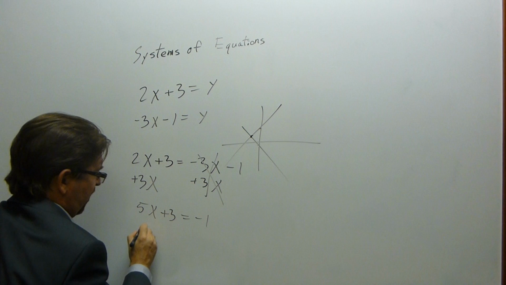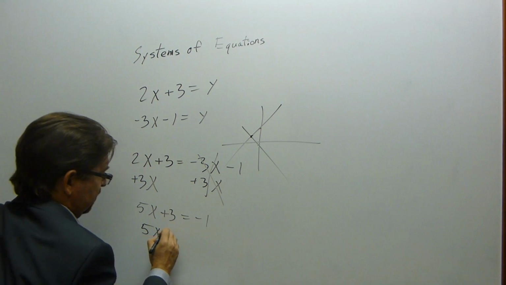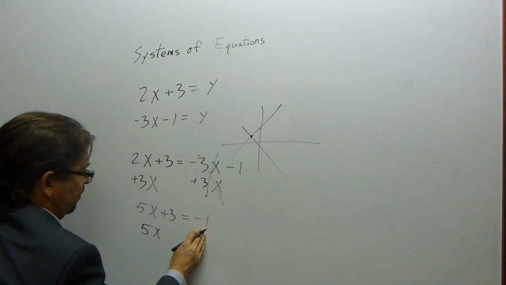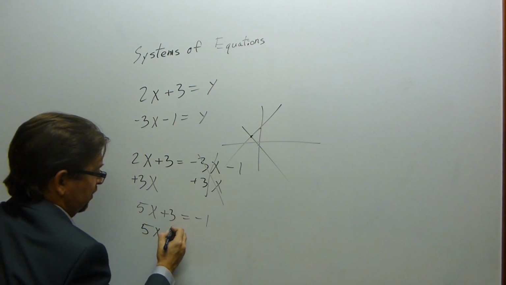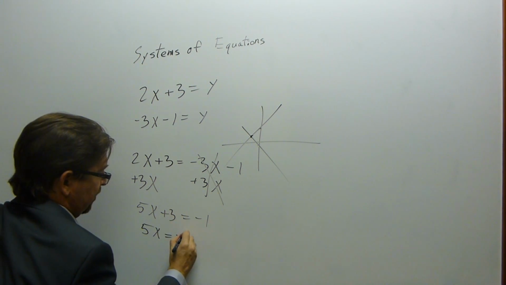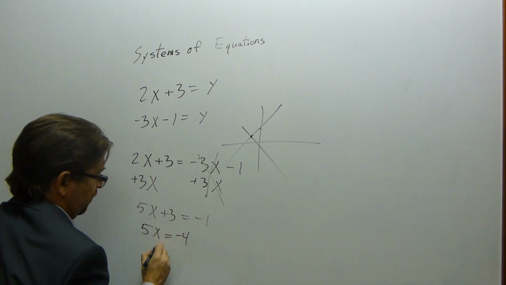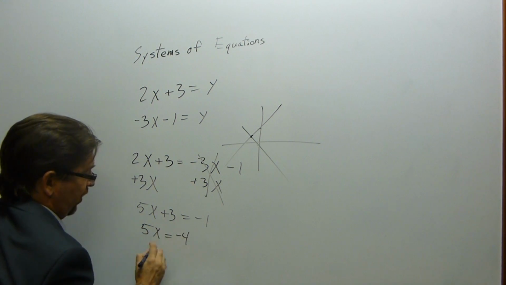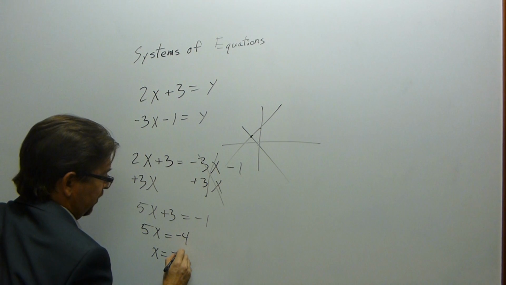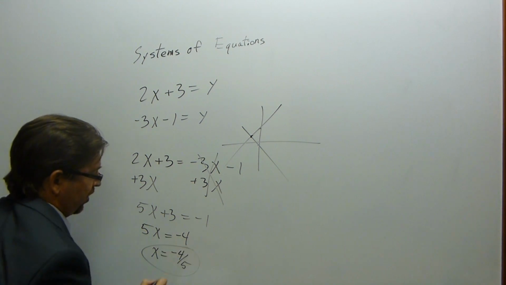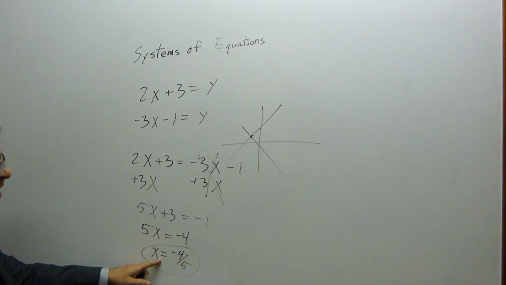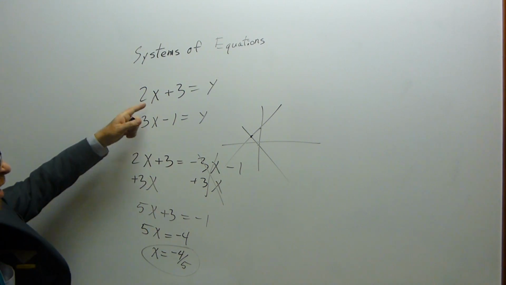So we get 5x. Oh no, I don't want to do that, sorry. That would make it too complicated. We want to subtract 3 from both sides. So that would give us minus 4. Then I divide both sides by 5. X equals minus 4/5.